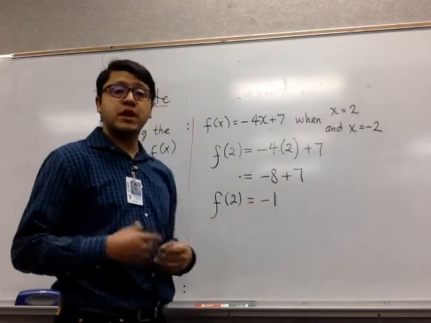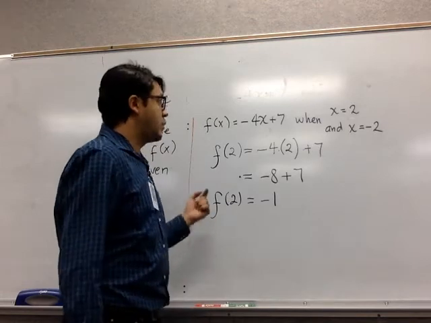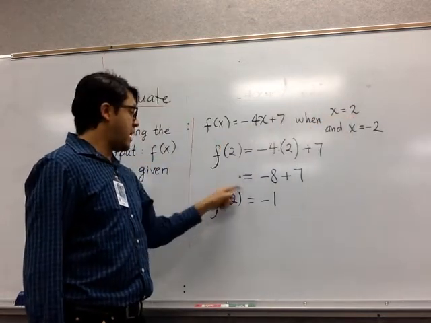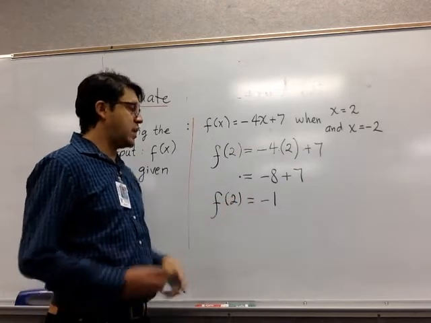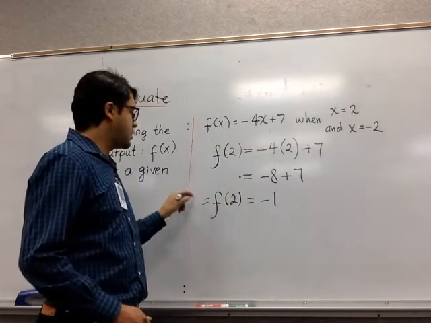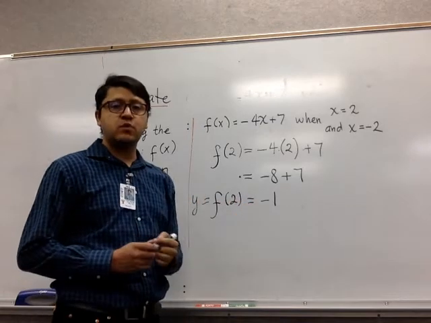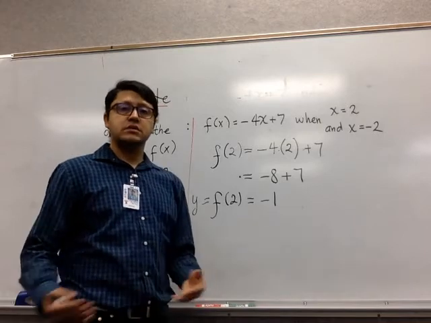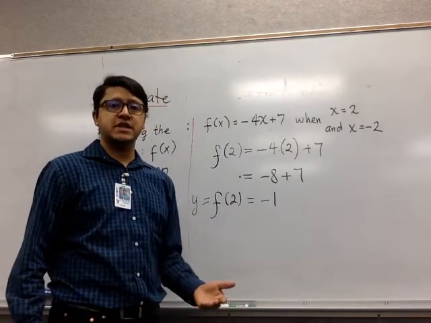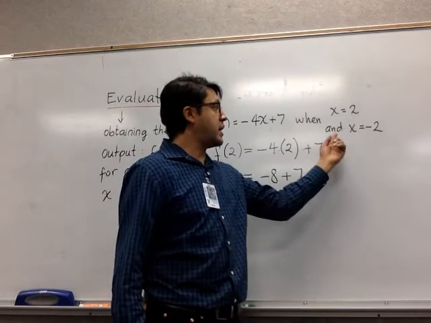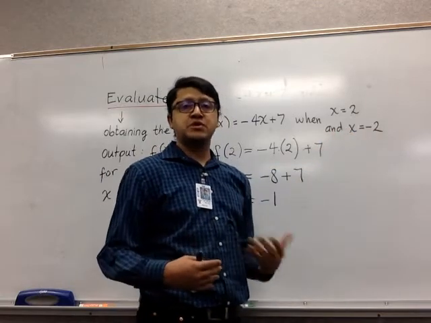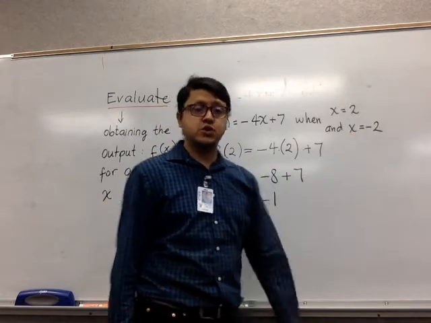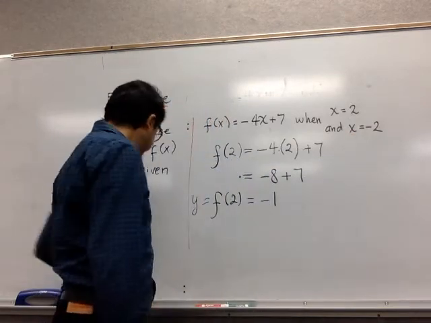What we want to explain with this is that when the input is 2 for this given function, the output f of 2 is negative 1. I can also write it as y equals negative 1. And that's it for this case. Now, I want to do a second example, but this time I am going to enter an arbitrary value I assign: x equals negative 2. So I'm going to do it now.